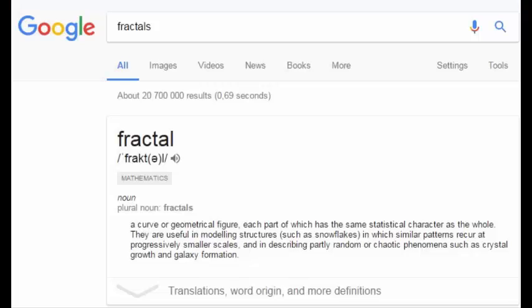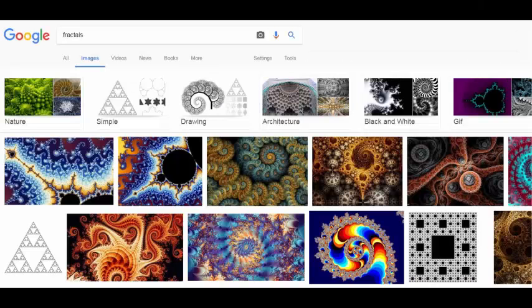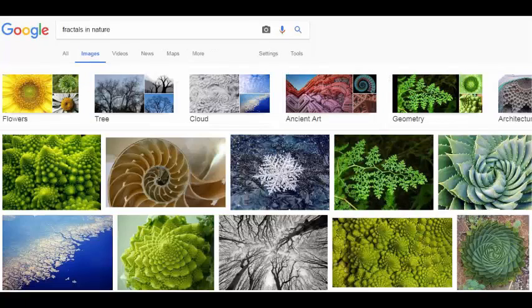Before we get into our experiment, I'd just like to draw your attention to the word fractal. Some of these geological features we'll be looking at are known in the scientific world as fractals. The definition is a curve or geometrical figure, each part of which has the same statistical character as the whole. They are useful in modeling structures such as snowflakes, in which similar patterns reoccur at progressively smaller scales, and in describing partly random or chaotic phenomena such as crystal growth or galaxy formation. This is what fractals look like, and we also get fractals in nature, in leaves and leaf structures, snowflakes, trees, plants, all shapes and forms, reoccurring patterns.